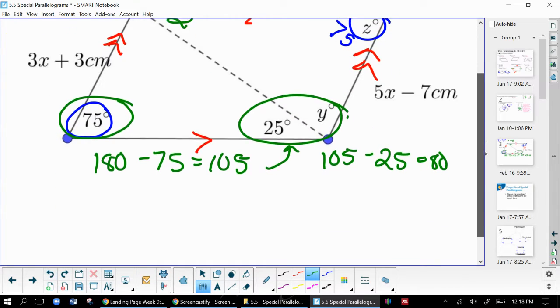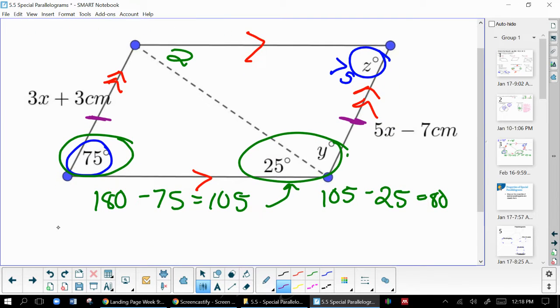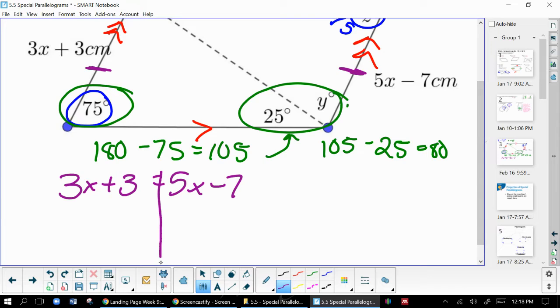Now this is a parallelogram, and one of the things we know about parallelograms is that the opposite sides are congruent. The opposite angles are too. So we know that 3x plus 3 has to be equal to 5x minus 7. Now I can start to solve this. A good strategy is to always take care of your x's first. I'm going to get rid of the smaller one so that I don't have to deal with negatives.